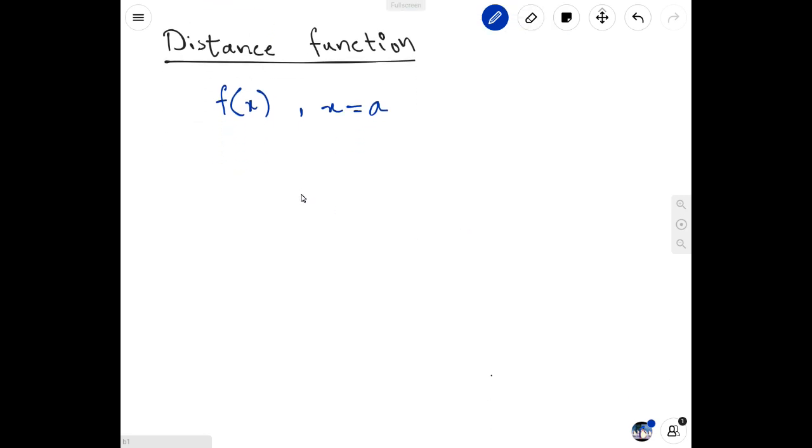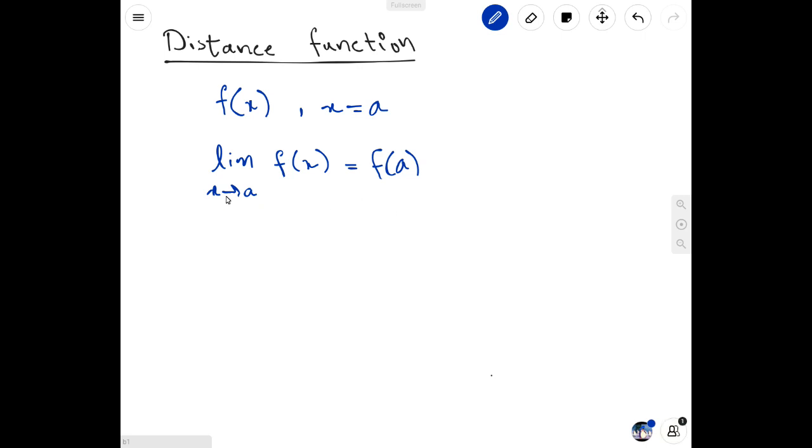So, from the definition of continuity in calculus, we have this function f of x continuous at point x is equal to a if this limit holds, limit x approaches to a applied on f of x is equal to f of a. There is another definition of the continuity of a function, and that definition is called the epsilon delta definition.